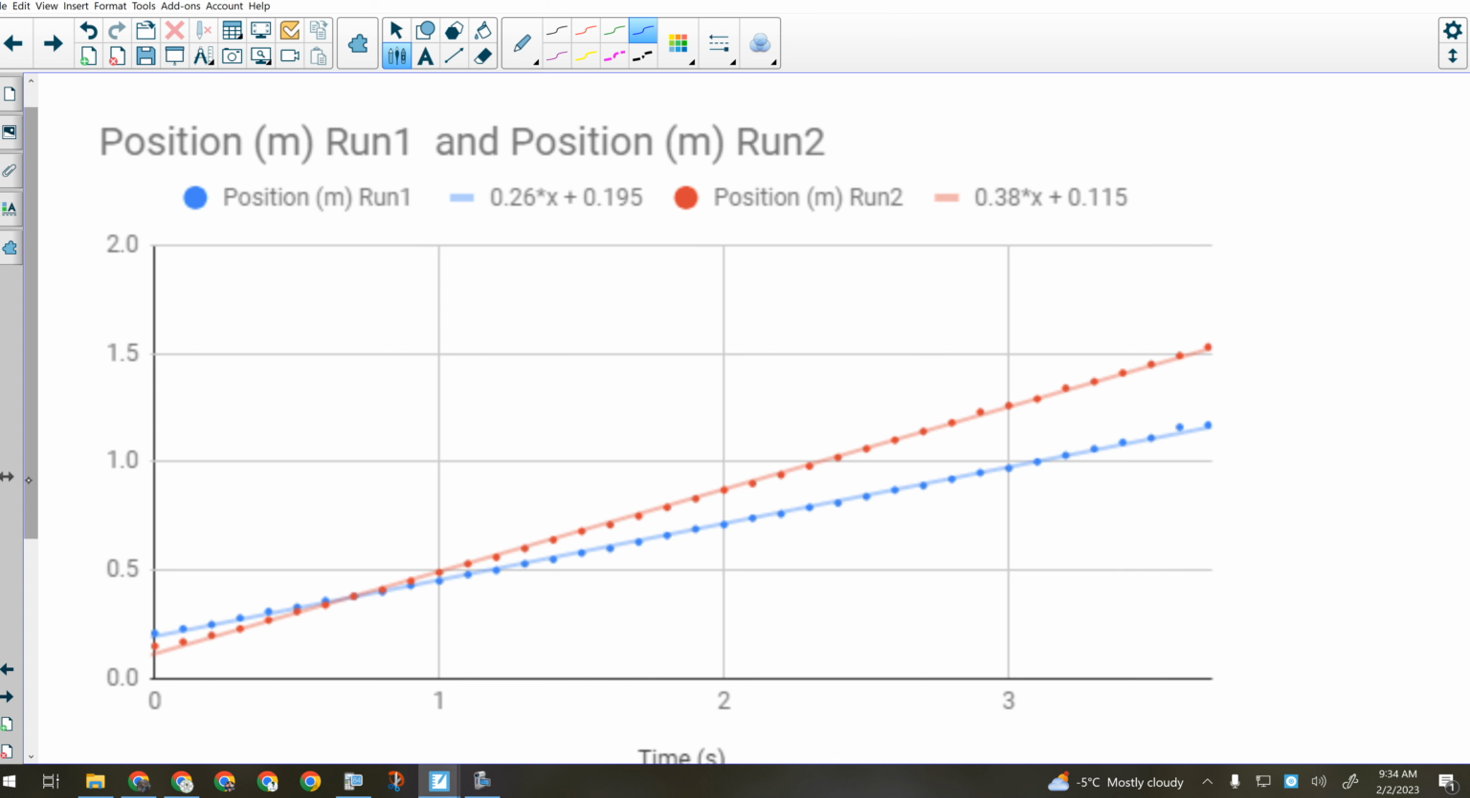So I've got a position versus time graph here that has 2 different objects on it. Which object is faster, blue or red? Red. How do we know? It's got a bigger or steeper slope. Steeper slope, yeah, exactly.